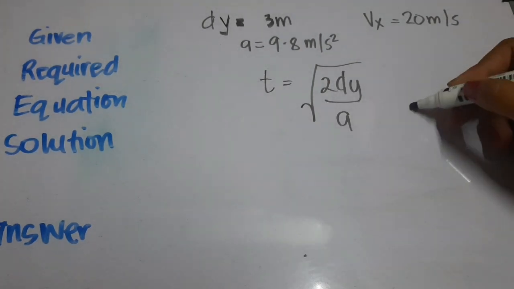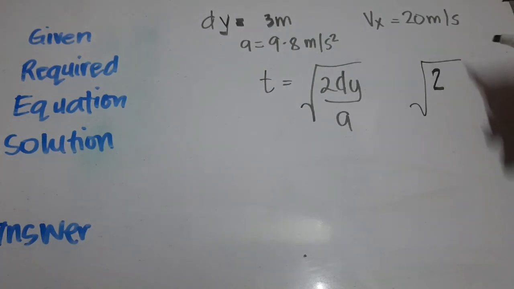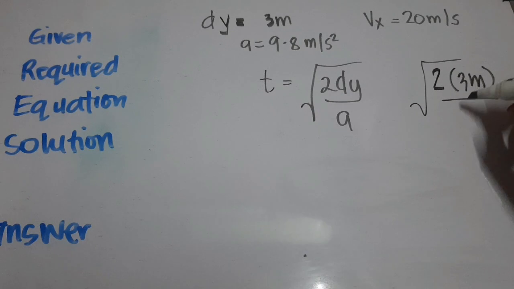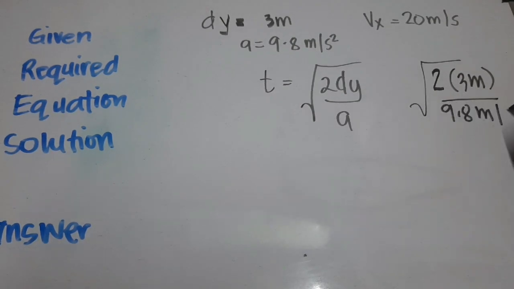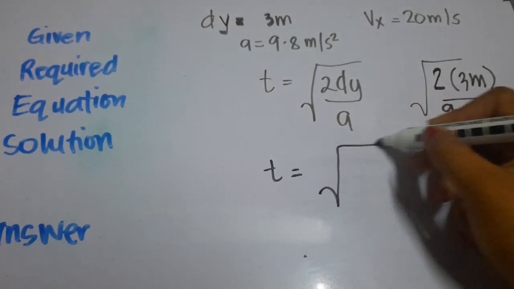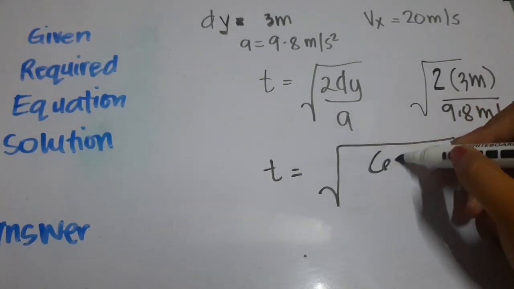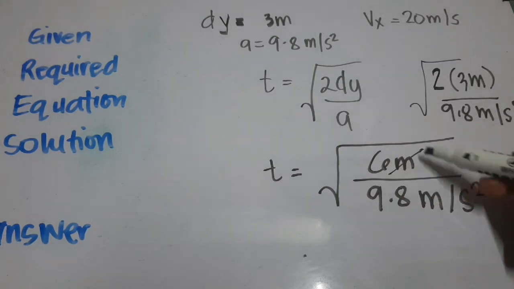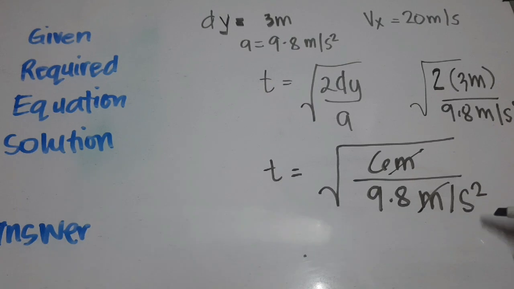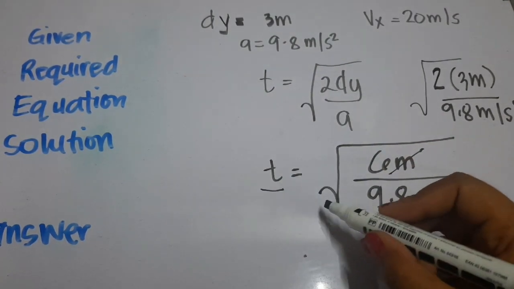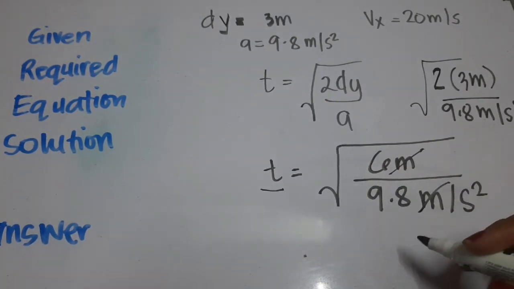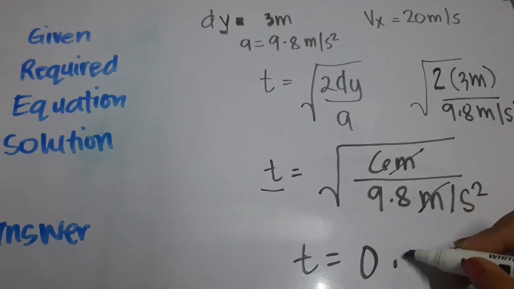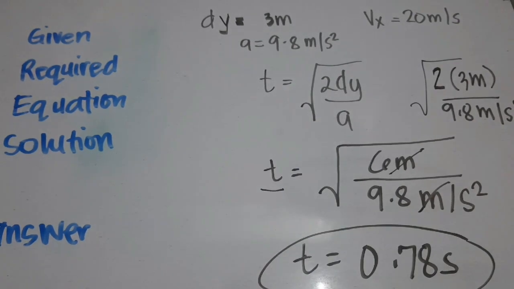T is equals to the square root of 2 dy, where dy is the distance in y-axis. So that is 3 meter divided by the acceleration, which is 9.8 meter per second squared. So t is equals to the square root of 2 times 3, that will be 6 meter, divided by 9.8 meter per second squared. So here, we can now cancel meter, para yung seconds na lang po yung matira for the unit of time. So, this square root of 6 meter divided by 9.8 meter per second squared, that will be time is equals to 0.78 seconds.